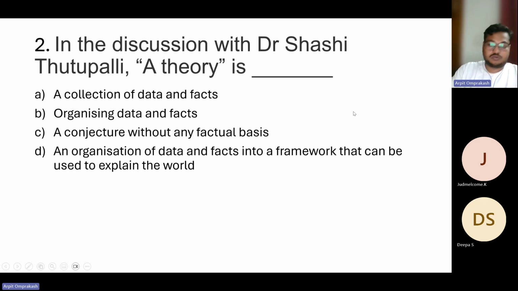Okay. So the answer here would be option D, which is an organization of data and facts into a framework that can be used to explain the world. So that is what a theory is. We covered this when we were talking about this lecture a while back.